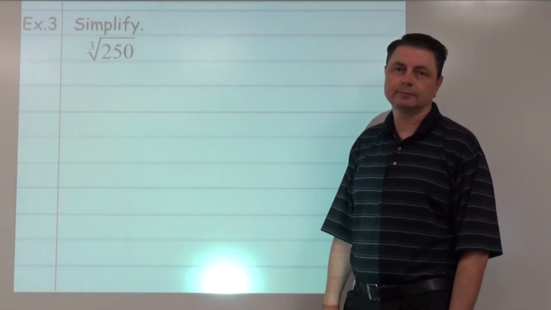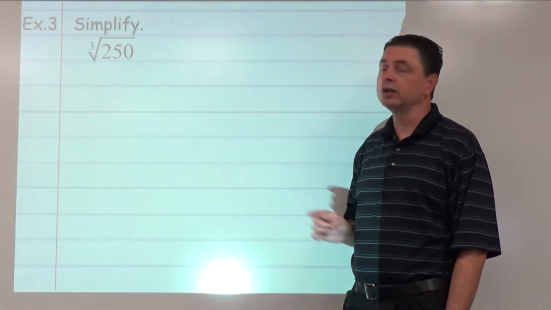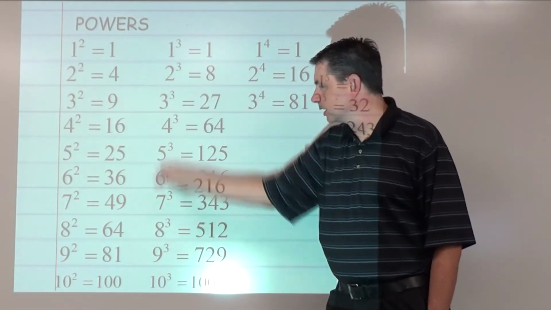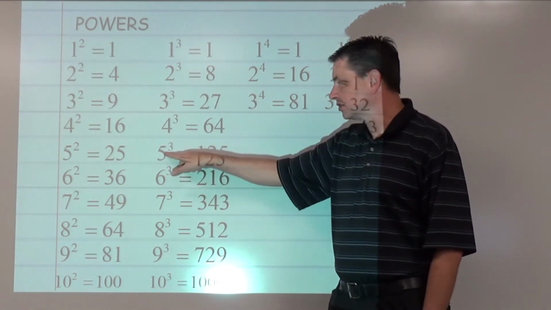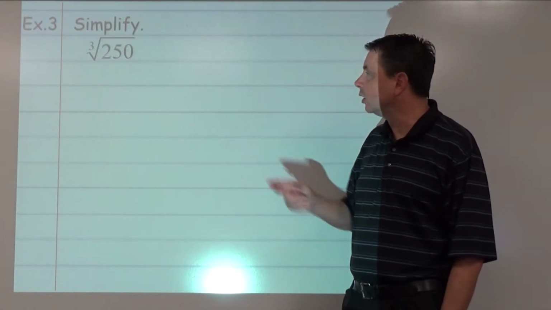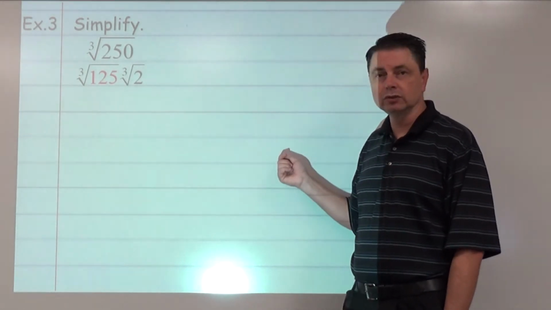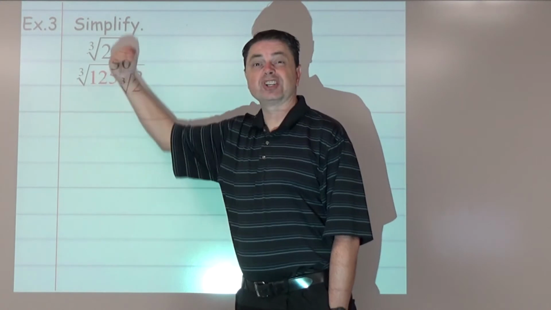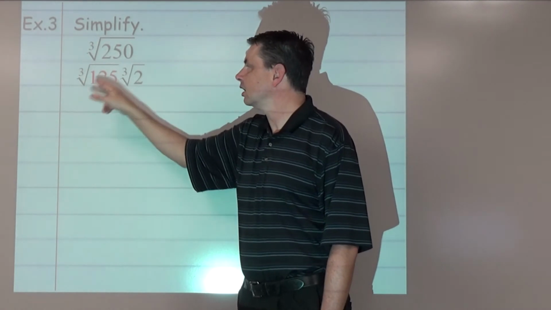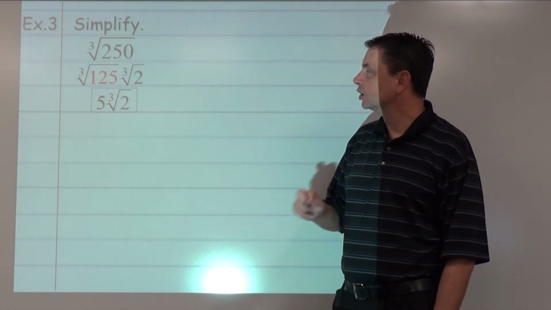Think about it for a moment. I think what we're looking for is 125. That's a cube. It's right here. We're looking at this side. We're not looking at this side. Later we'll see what the connection is. But right now we're looking at 125 as a cube. So let's break that down into cube root 125 times cube root 2. That's a perfect cube. According to our list, since 5 cubed is 125, the cube root of 125 is 5. So our final answer is 5 cube root of 2.